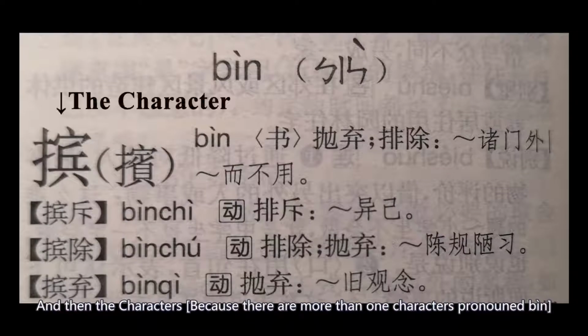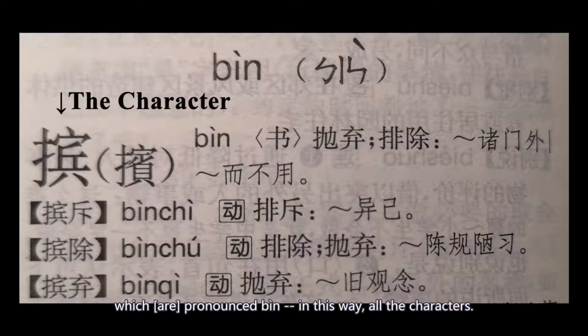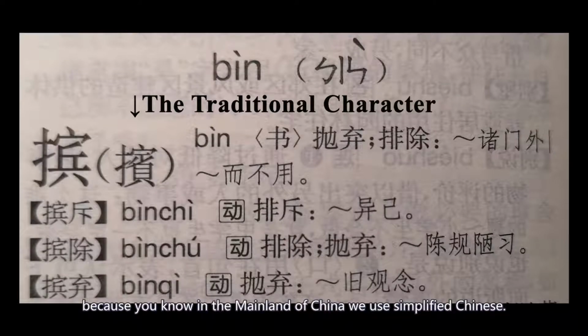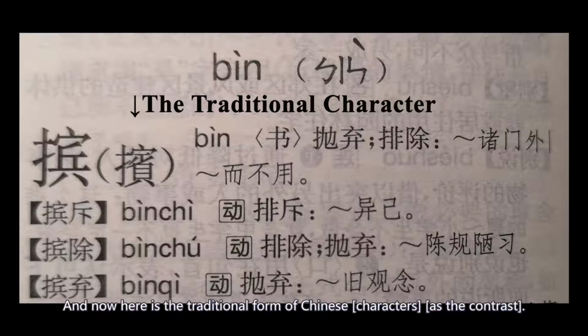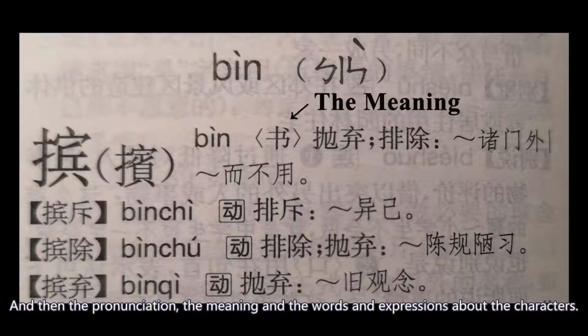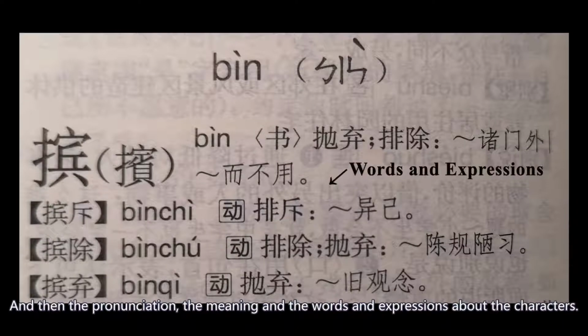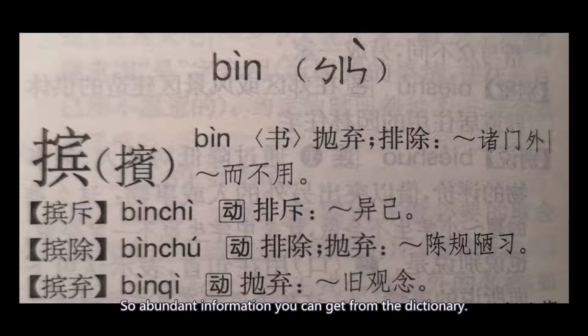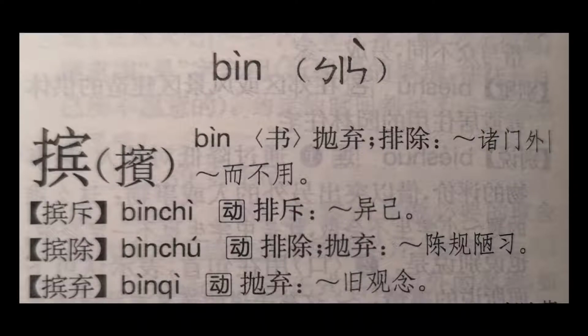And then the characters which are pronounced bing in this way, all the characters, and the traditional Chinese, because in mainland China we use simplified Chinese, and here is a traditional form of Chinese, and then the pronunciation, the meaning, and the words and expressions about the characters. So, abundant information you can get from the dictionary.